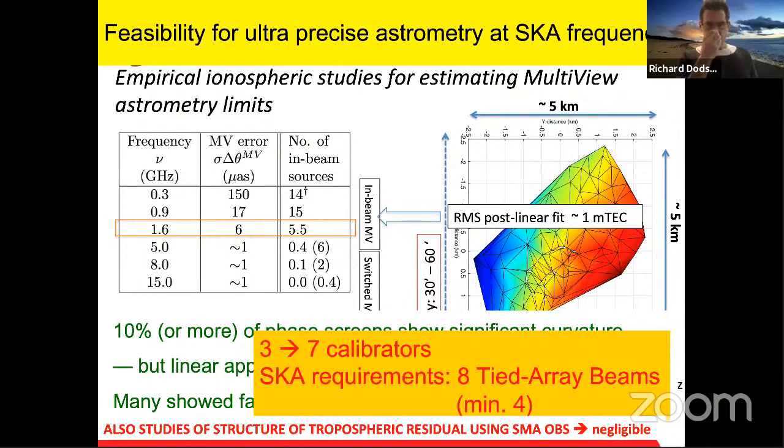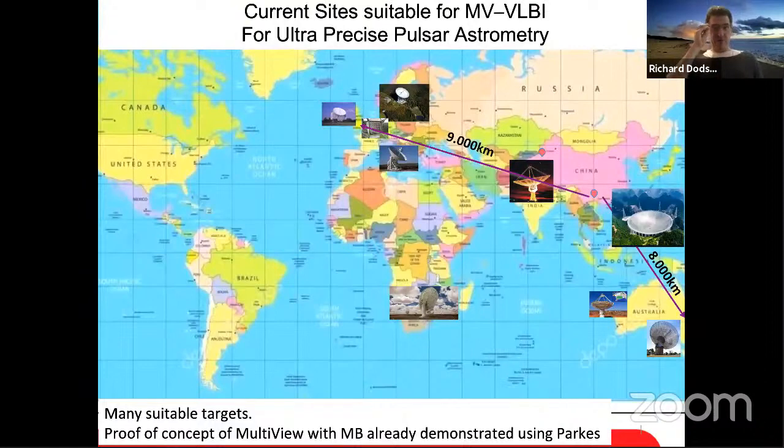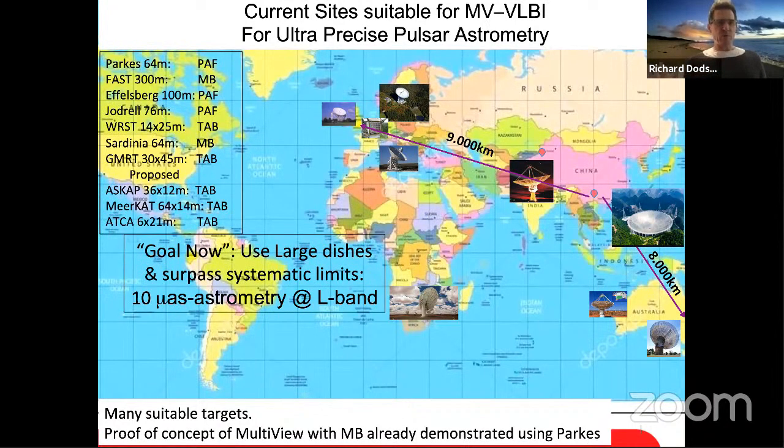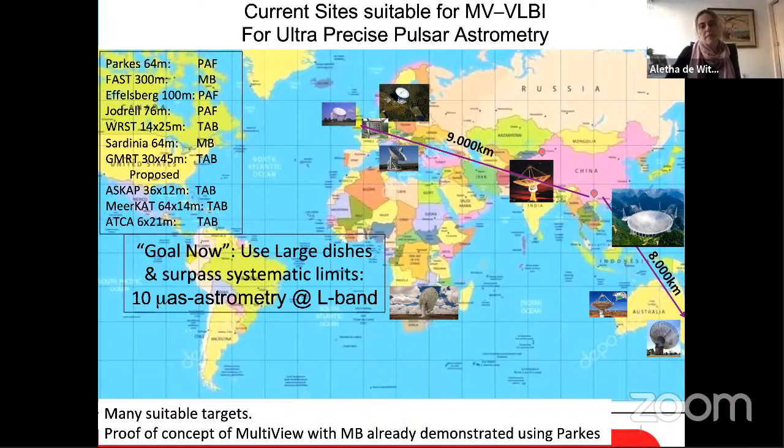So turning to where we might be able to do this, the current sites suitable for multi-view VLBI, for ultra-precise pulsar astrometry or any other L-band astrometry. We can see that suitable sites, large targets are Parkes, FAST, Effelsberg, Jodrell, Westerbork with their tied array beams, Sardinia with their multi-beam, GMRT with their tied array beams, and proposed ASKAP with a tied array beam, MeerKAT, and Compact Array. So there's lots of sites with sufficient sensitivity.